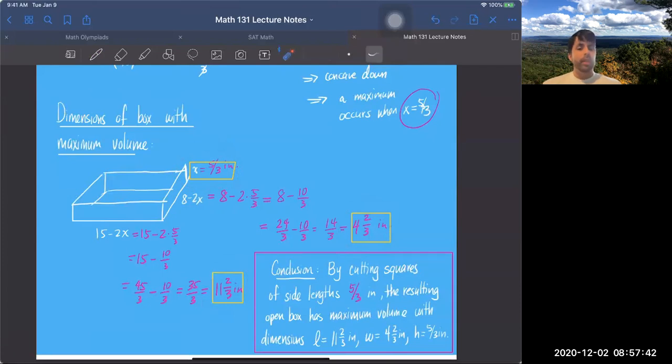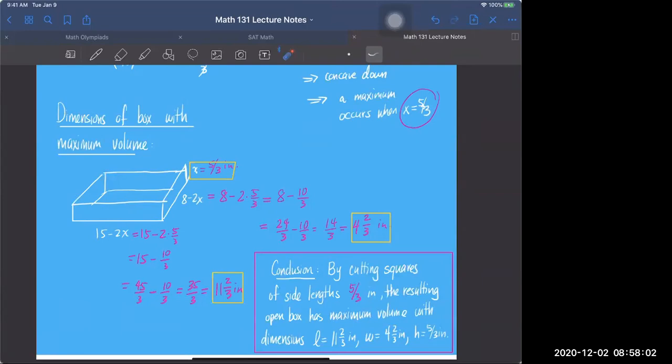So under these conditions, if I were to cut squares and those squares all have the same size of 5/3 of an inch, the volume of this new box would be the maximum volume.